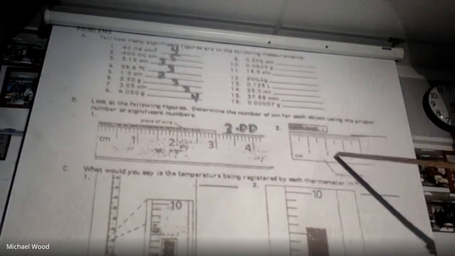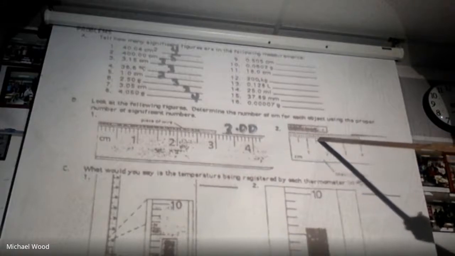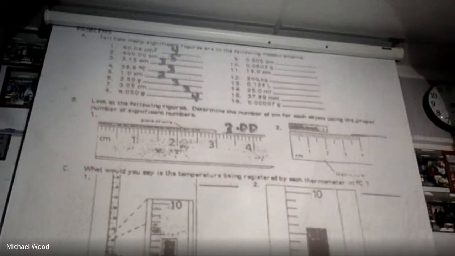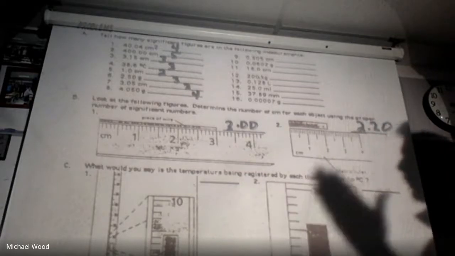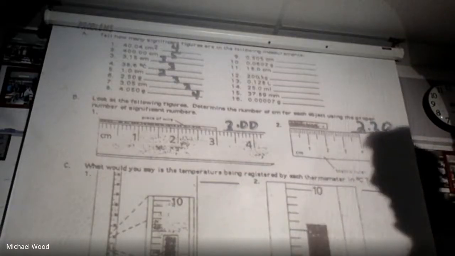Okay, so if I come over here, again, same thing. Every line here is representing the 10th. So that would mean I would want to go to the 100th. So I have 2.20. Again, if you had said 2.21, that would have been okay because you needed to go to one place past whatever the measuring tool goes to.